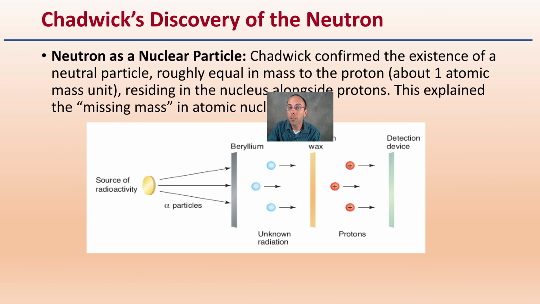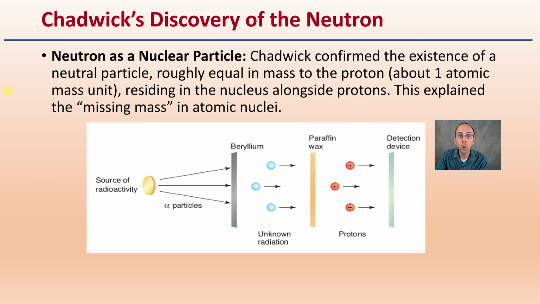So Chadwick's discovery of the neutron. The neutron as a nuclear particle: Chadwick confirmed the existence of a neutral particle roughly equal in mass to the proton, about 1 atomic mass unit, residing in the nucleus alongside protons. So they're basically found in a very similar physical location. And this helped explain the missing mass in atomic nuclei. So again, the protons are first identified, but then they're like, there's got to be something more. We're missing something. And that led Chadwick to continue to refine research and find, and essentially define, the neutron.